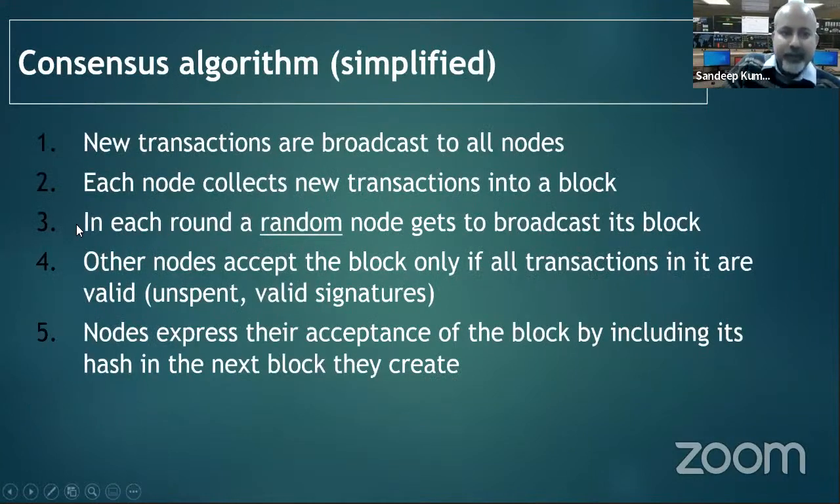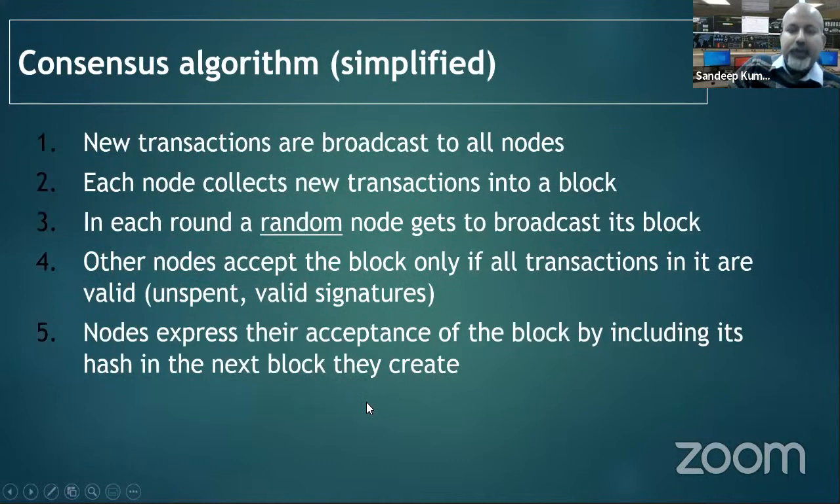So the consensus algorithm is that new transactions are broadcast to all nodes. Each node collects new transactions into a block. In each round, a random node gets to broadcast its block. Other nodes accept the block only if all transactions in it are valid. Nodes express their acceptance of the block by including its hash in the next block they create.